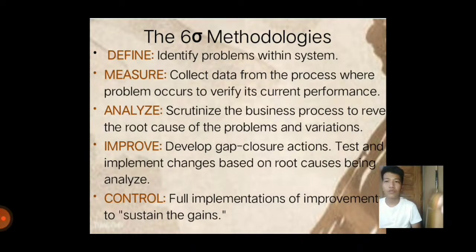For the define, identify problems with the system, and the measure, collect the data from the process where the problem occurs to verify its current process, and the analyze data, among other things, to find the root defect in the process, and the improve, develop gap closure actions, test, and implement change based on the root cause being analyzed, and the control, the full implementation of improvement to sustain the gains.